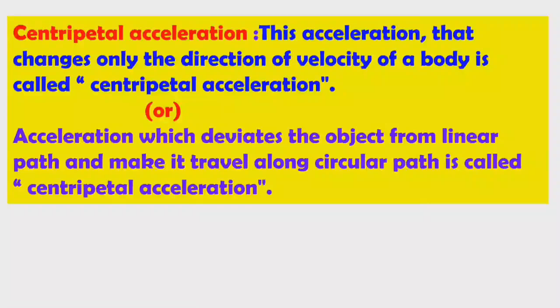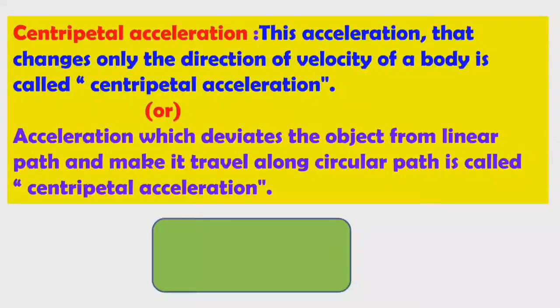Actually, when the direction of velocity is tangential, the object also travels in the tangential direction. But here centripetal acceleration acts on the object. That's why it deviates the object from the linear path and makes it travel along a circular path. So the formula for centripetal acceleration: ac is equal to v square by r.